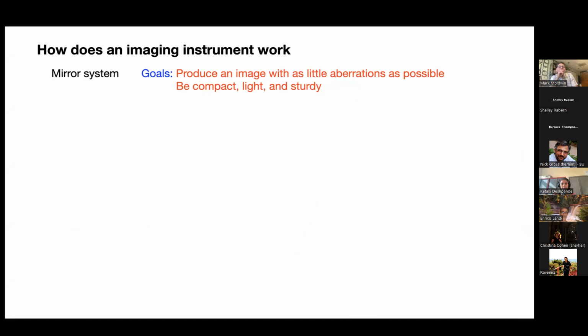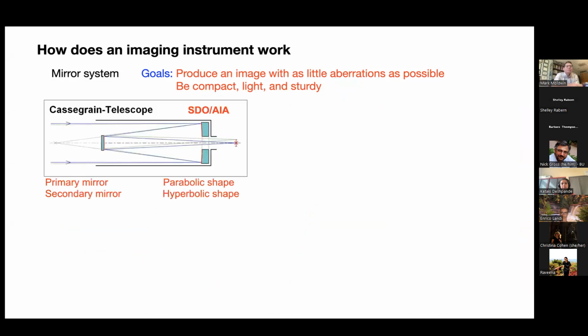And also it needs to be compact because you don't want to send into space a huge instrument. It can be light because there are mass constraints and noise emissions, and sturdy in order to survive all vibrations during launch. And there are several different types of mirror assemblies, some of which are shown in this slide. The first one is really the one of the instrument that we'll be talking about most, which is the AIA instrument. And this assembly is the Cassegrain telescope.